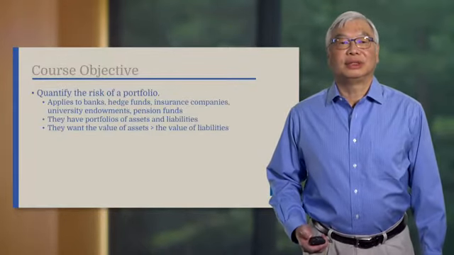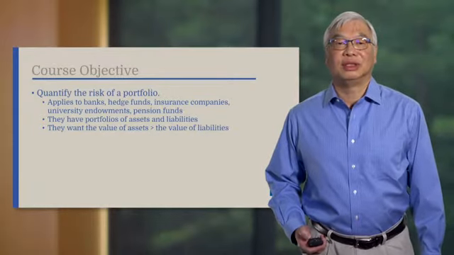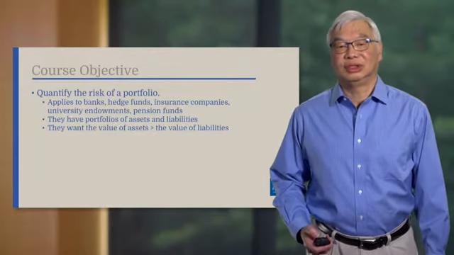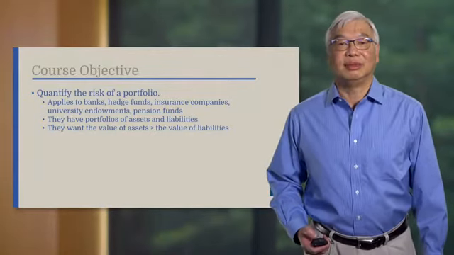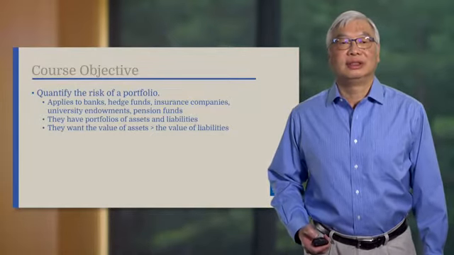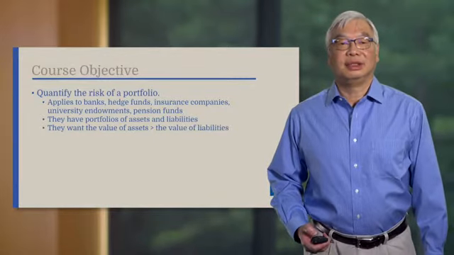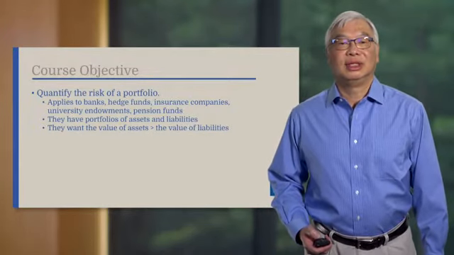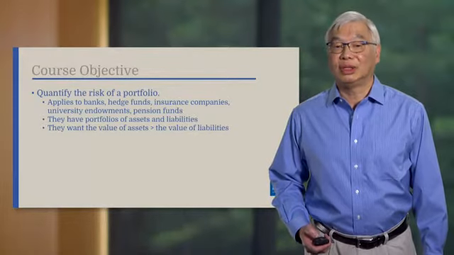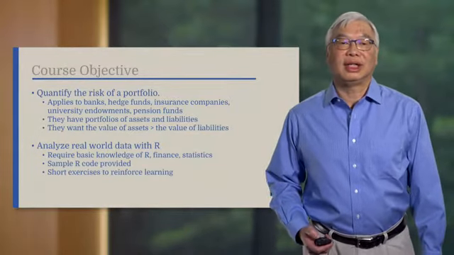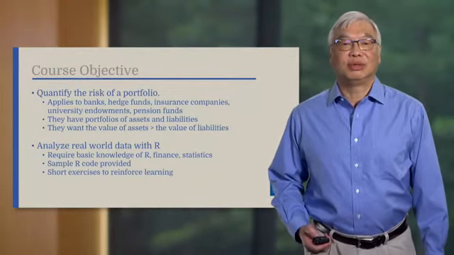The main goal of financial risk management is to quantify the risk of a portfolio. This is of interest to banks, hedge funds, insurance companies, university endowments, and pension funds. They have portfolios of assets and liabilities. The values of assets and liabilities change over time because of movements in financial markets. One of their main concerns is to make sure that the value of assets do not fall below the value of liabilities. In this course, we will analyze real-world data using the program R.